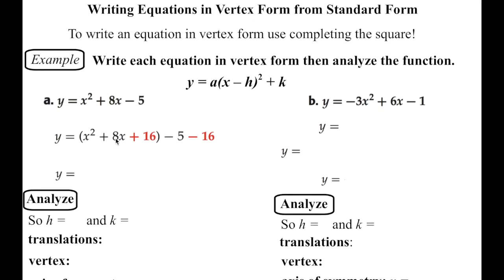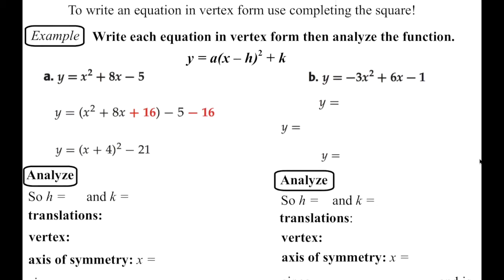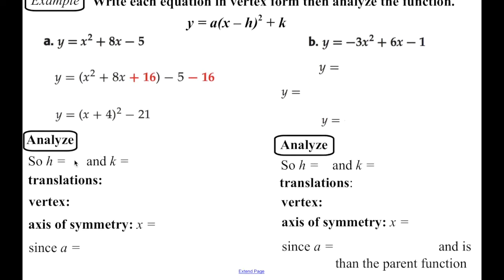So now this is a perfect square trinomial. We can write that as x plus 4, the quantity squared. And then these two combine to give us a negative 21. So now from that, we should be able to find our vertex. That tells us that h is negative 4, because this has to be a minus sign, right? So h is negative 4, k is negative 21, and it tells us that we are translating left 4 units and down 21 units.